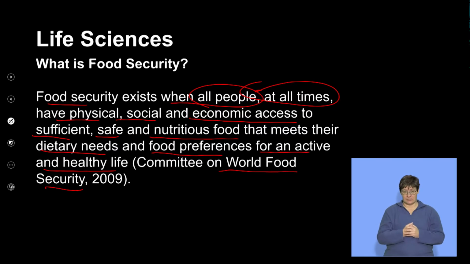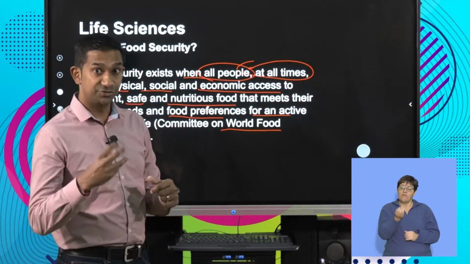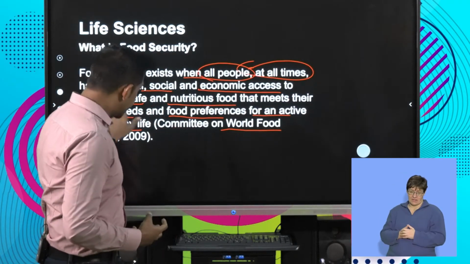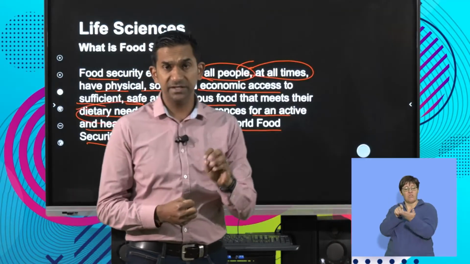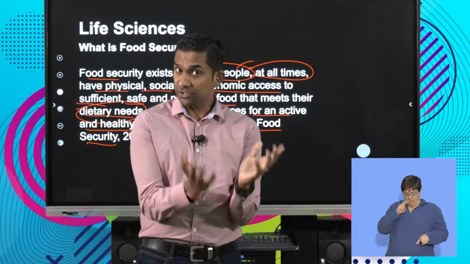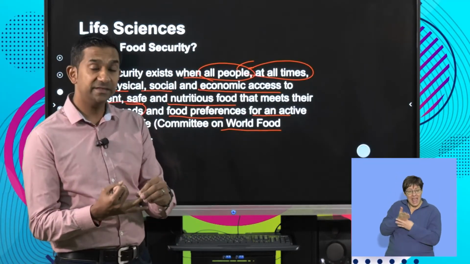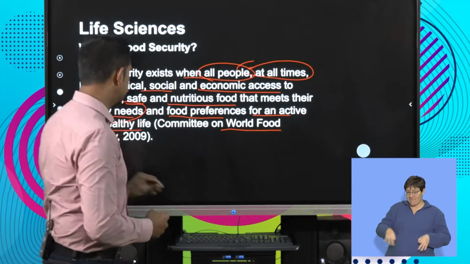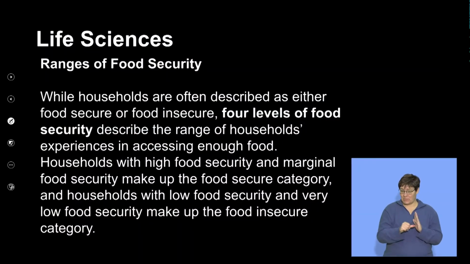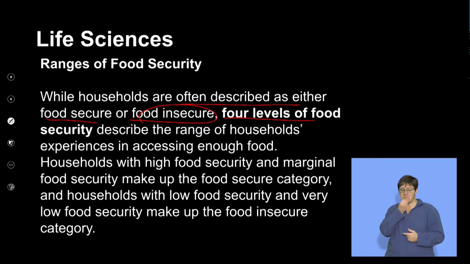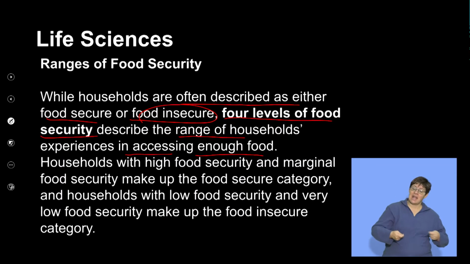And guys, it's important that, as I mentioned, that food needs to be nutritious. You need to have a specific dietary requirement that fulfills the needs of humans. And so having food is important, but as I mentioned, it's the quality, the accessibility, and the nutritional value of food that is important. So while households are often described as either food secure or insecure, there are 4 levels of food security that describe the range of households in terms of experiencing and accessing enough food.